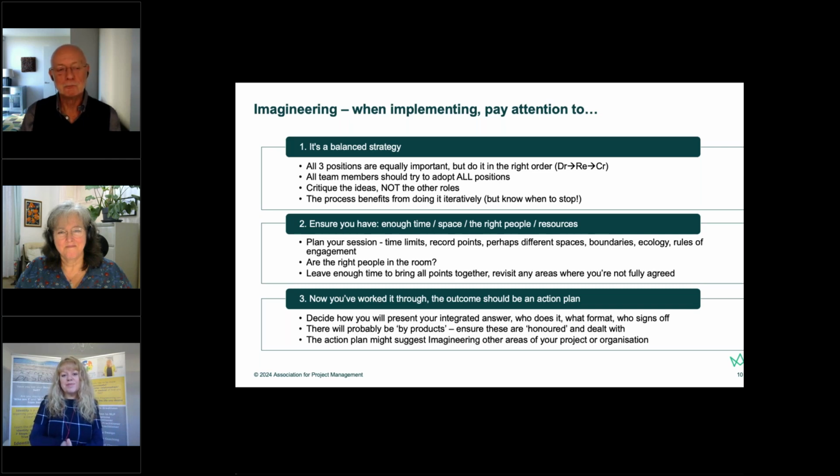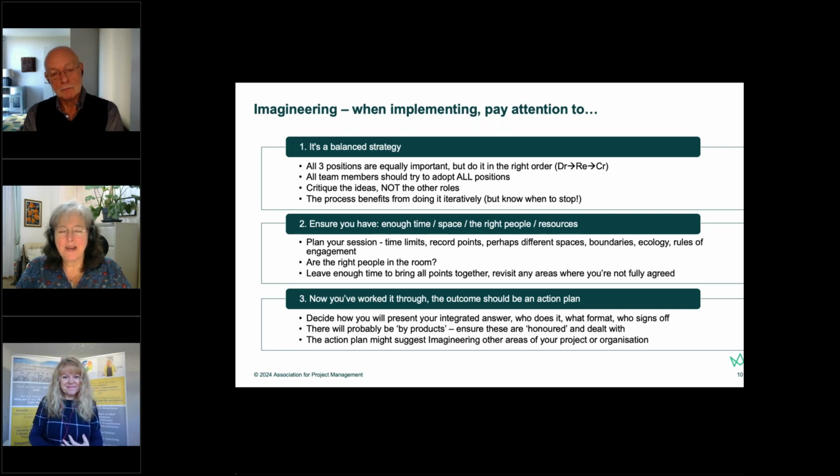And then the process benefits from doing it iteratively. But then, when to stop? This bit is important, because yes, you can go round, but there needs to be a time where you draw a line and go, right, okay, now we have our plan, now we're going to implement. Without that delivery, it's just ideas, isn't it? So very much, know when to draw a line and when to actually implement what you've come up with. Reb, what about some of the other bits, do you think?